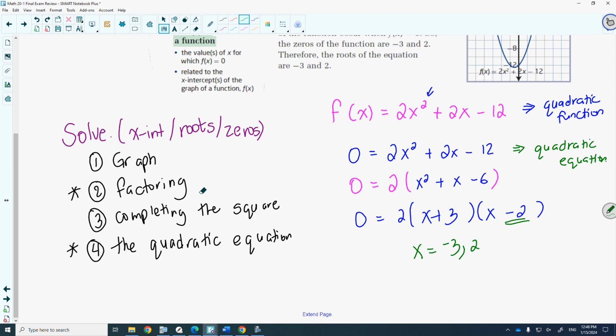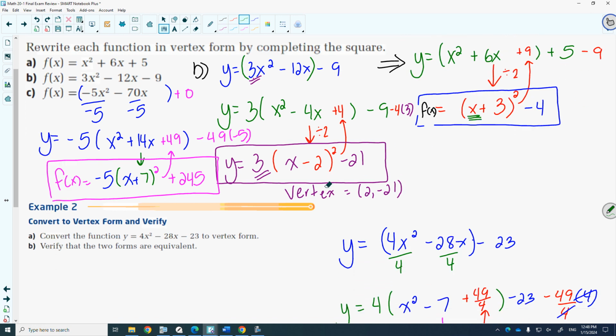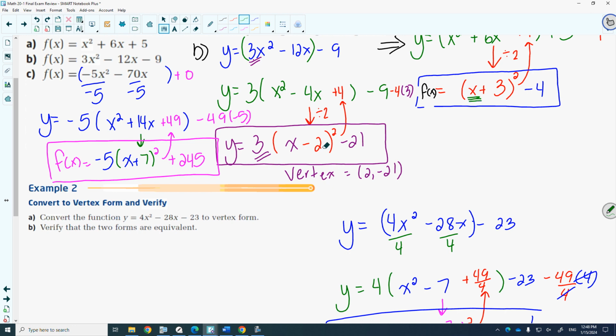Expanded form. Okay, so if you are in vertex form, let's say this guy here, to get back into expanded form, this would be y is equal to 3, that binomial squared, meaning x minus 2, x minus 2, and then minus 21. So you're just expanding it out.